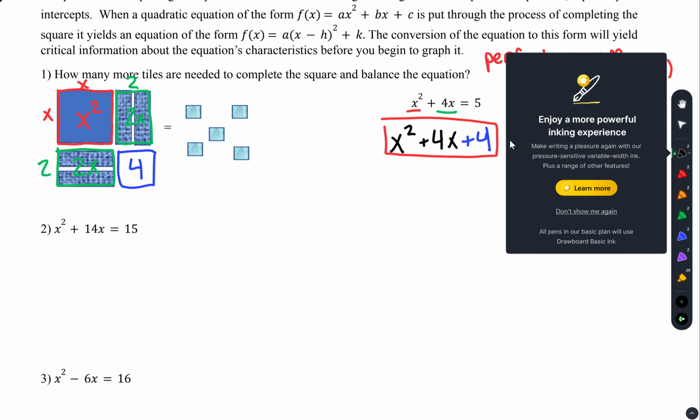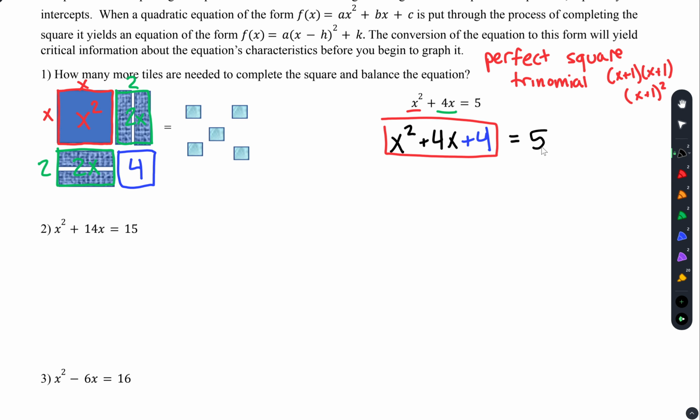Don't forget, we also have an equals 5 on the right side. Now, I can't just add 4 to my equation. That would be changing its value, and I can't do that. So I have to balance it out. The way that we're going to do that is if I add 4 to the left side, I also have to add 4 to the right side. So I'm going to have a 5 plus 4 there. And that's completing the square, essentially.